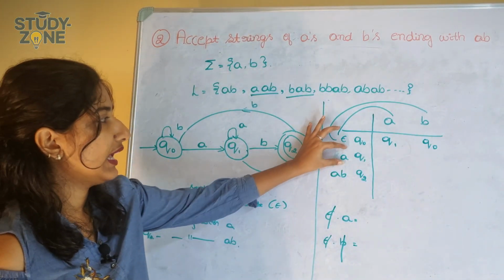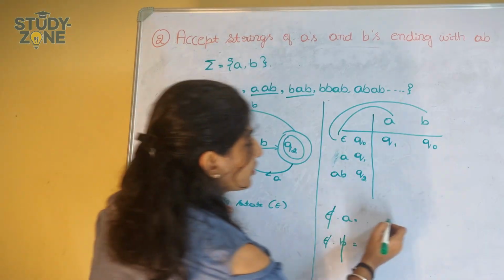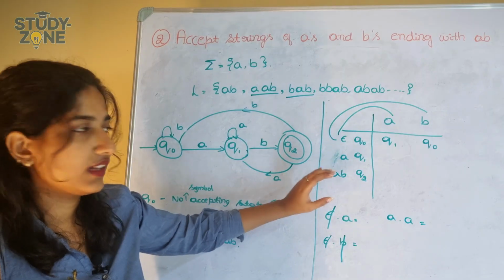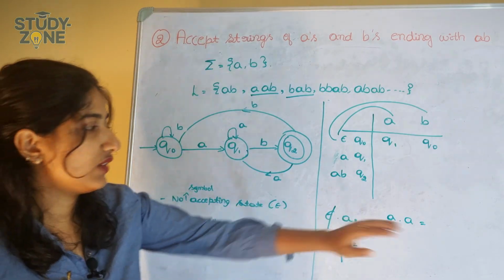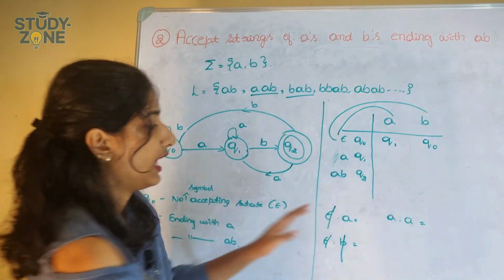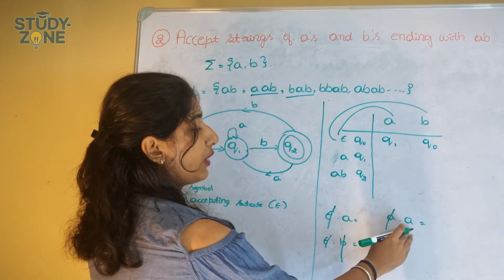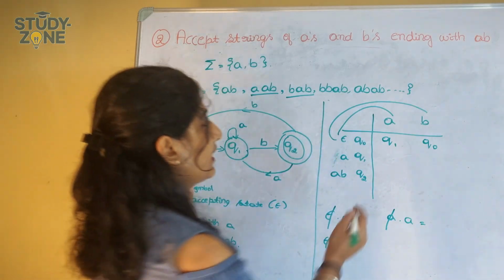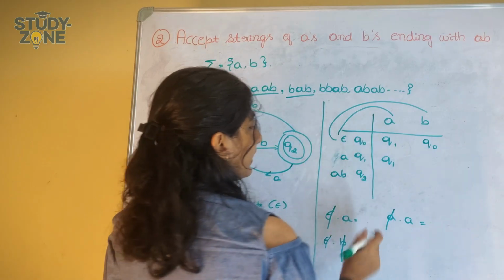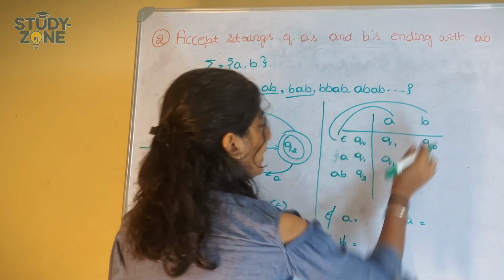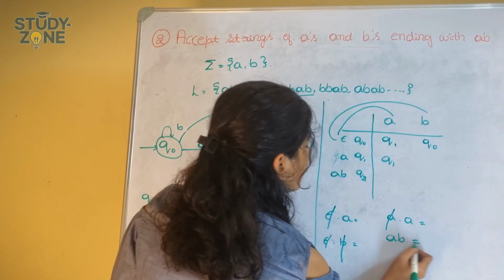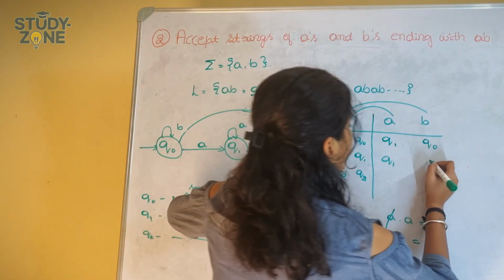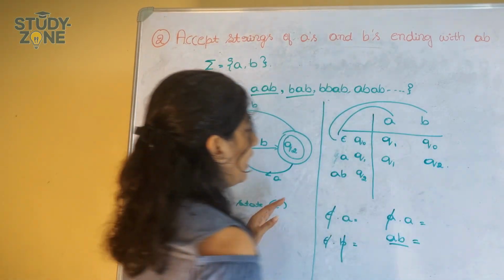And then we have A into A. Is there any state that is accepting A? If we have only A, then we shouldn't write this. At first we have to cancel out and then we have to check whether any state is accepting A. Yeah, that is Q1. Write it like this. And then AB. Is there any state that is accepting AB? Yes. Which one? That is state Q2. Write it here. And then check.